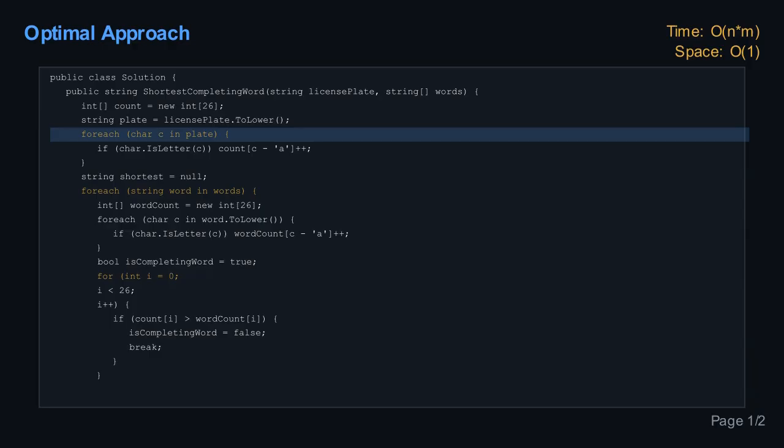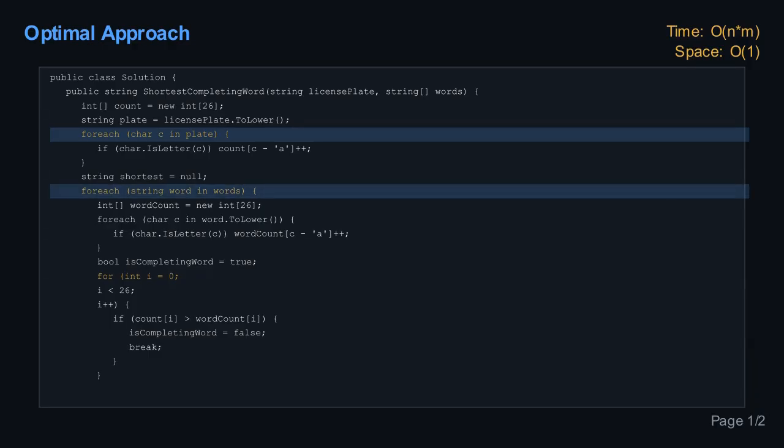First, we create a requirement array. We loop through the license plate, and for every letter we find, we increment the count at that letter's index. Now we have a perfect map of exactly how many of each letter we need. Next, we keep track of the shortest completing word found so far, starting with nothing. We then loop through each word in the list.